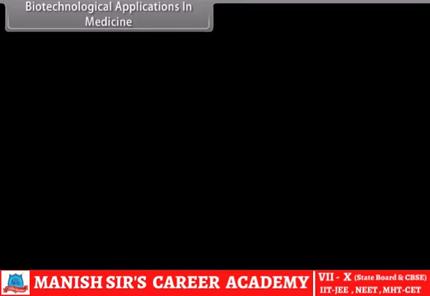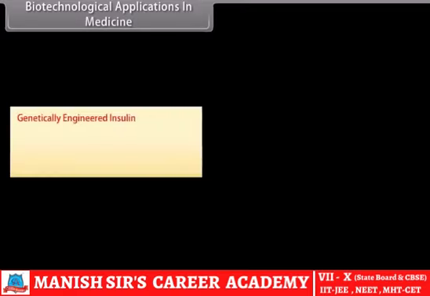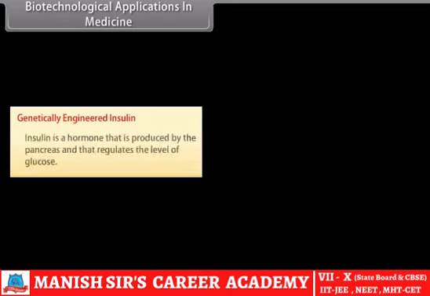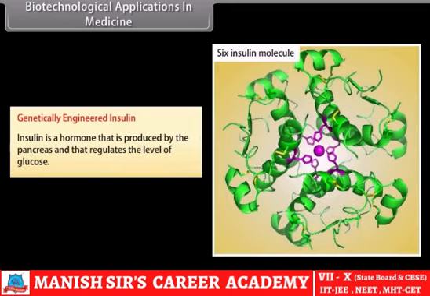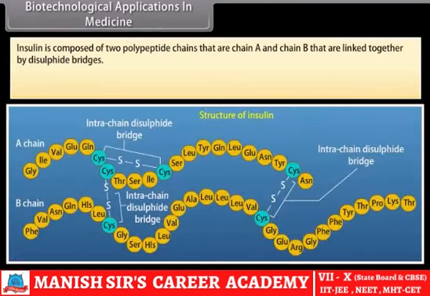Biotechnological applications in medicine. Genetically engineered insulin. Insulin is a hormone that is produced by the pancreas and that regulates the level of glucose. Insulin is composed of two polypeptide chains that are chain A and chain B that are linked together by disulfide bridges.